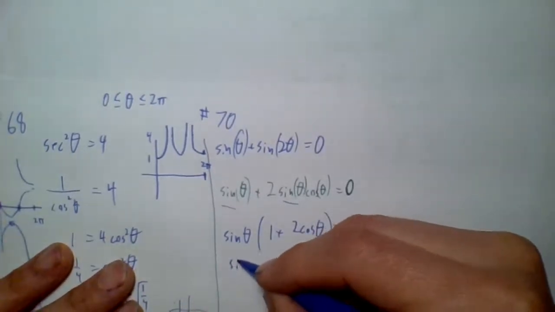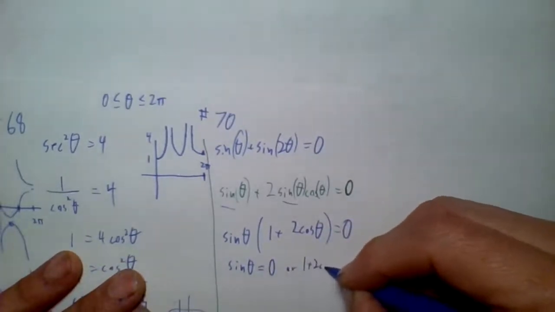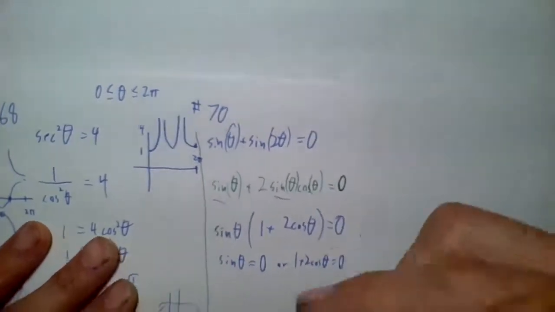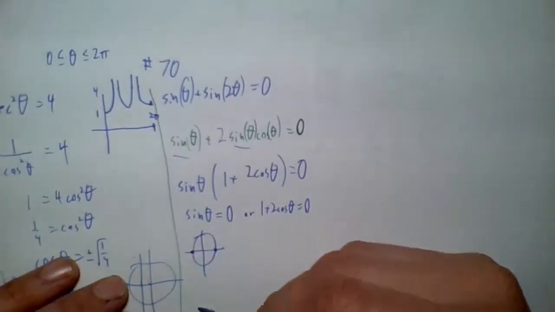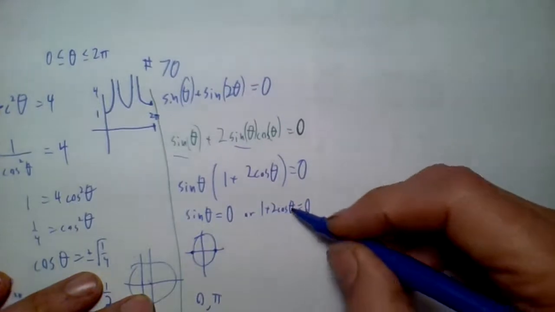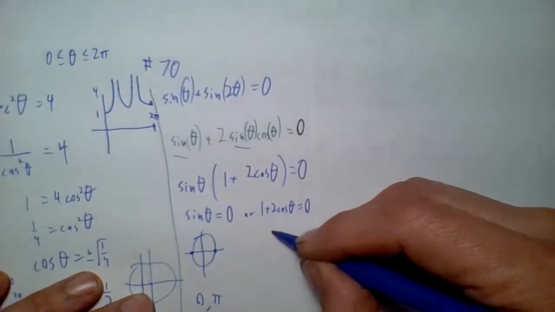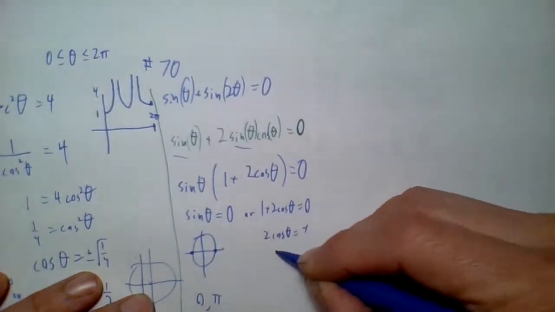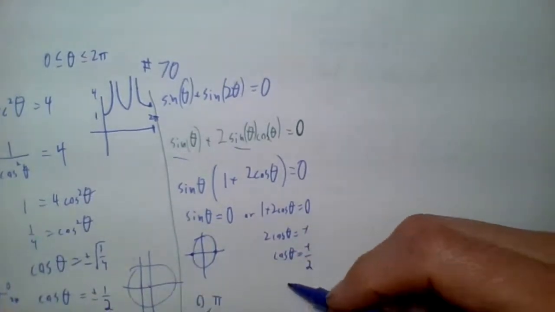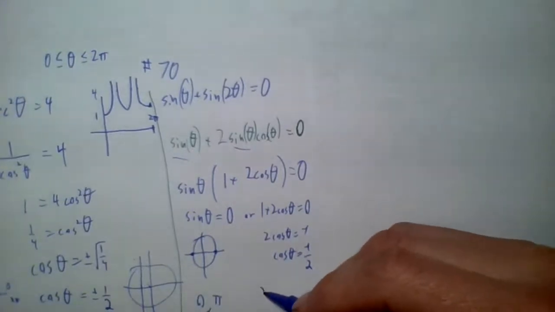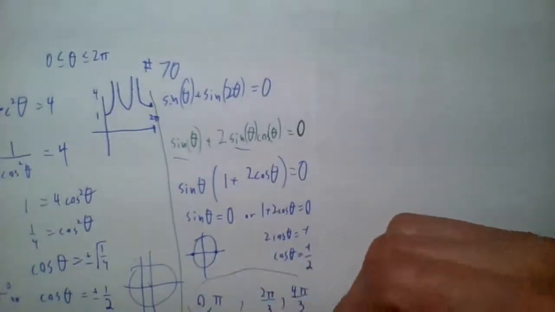0 factor property says if that's true, then either sine theta is equal to 0 or 1 plus 2 cosine theta is equal to 0. That's ready to go on a unit circle now. Where is that true? Sine's equal to 0 at these 2 points, 0 and pi. And this, well, this isn't quite ready yet. Solve for cosine now. Cosine theta is equal to negative 1/2. That was this picture. We already did this on the unit circle part, and we found that was true at 2 pi over 3 and 4 pi over 3. So those are all solutions to that equation.